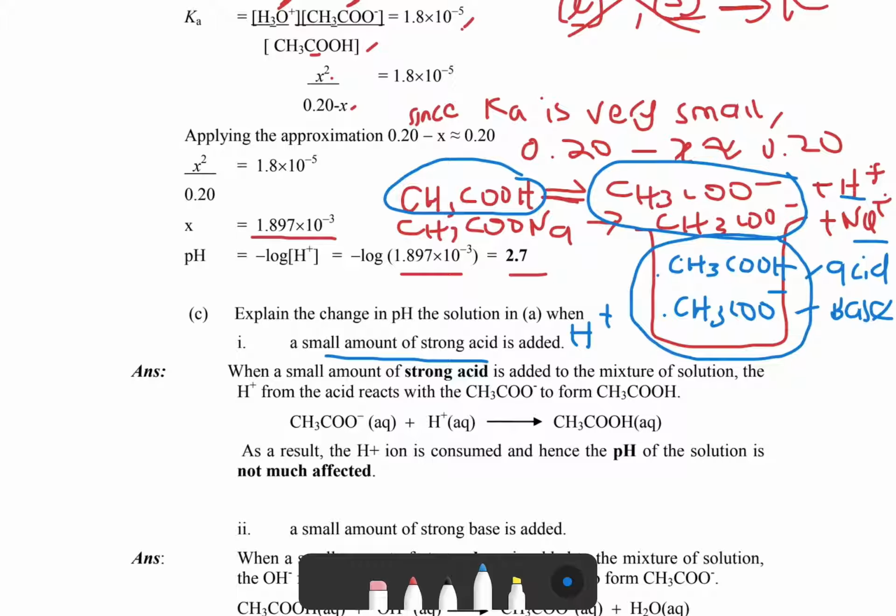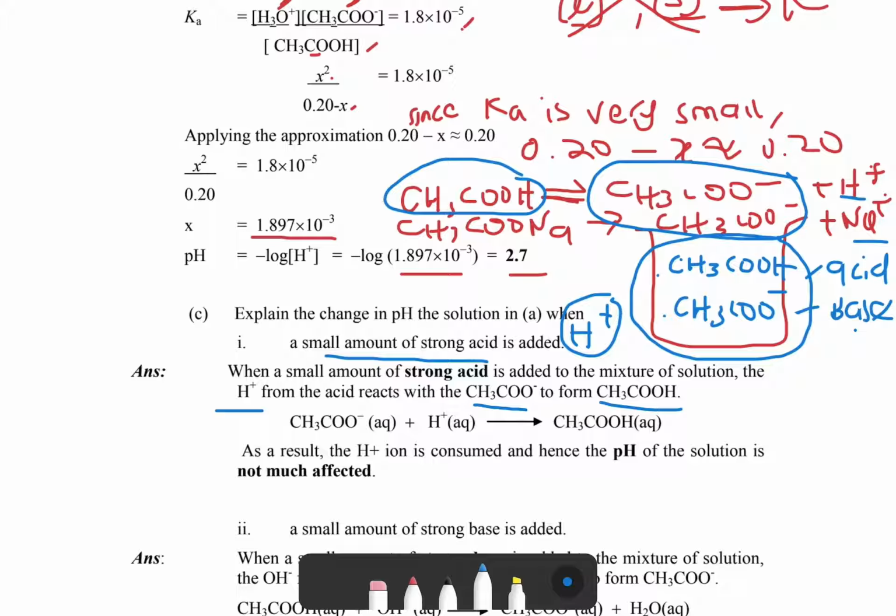Dia akan react. So when the H plus masuk dalam solutions, the base akan react with the H plus, so that the concentrations of hydrogen ion will not increase. So when a small amount of strong acid added to the mixture, the hydrogen ion from the acid react with CH3COO- and form CH3COOH. Okay, so that itu H plus concentration dia tidak naik.